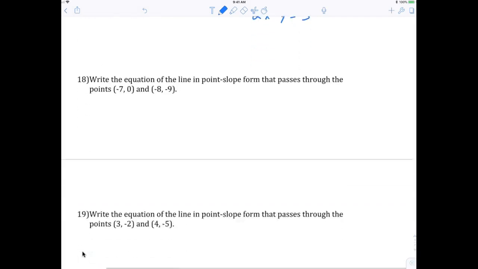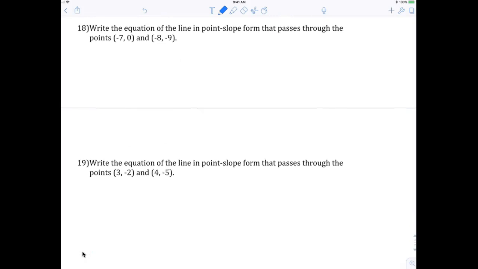Here we go for number 18. Now I'm writing in what again? Point slope. I'm missing a what? I'm missing the slope. So I need to figure that out by saying m equals y2 minus y1 over x2 minus x1. Beautiful. All right. So negative 9 minus 0 over negative 8 plus 7. Negative 9 over negative 1. Slope is 9. Everybody good with that?